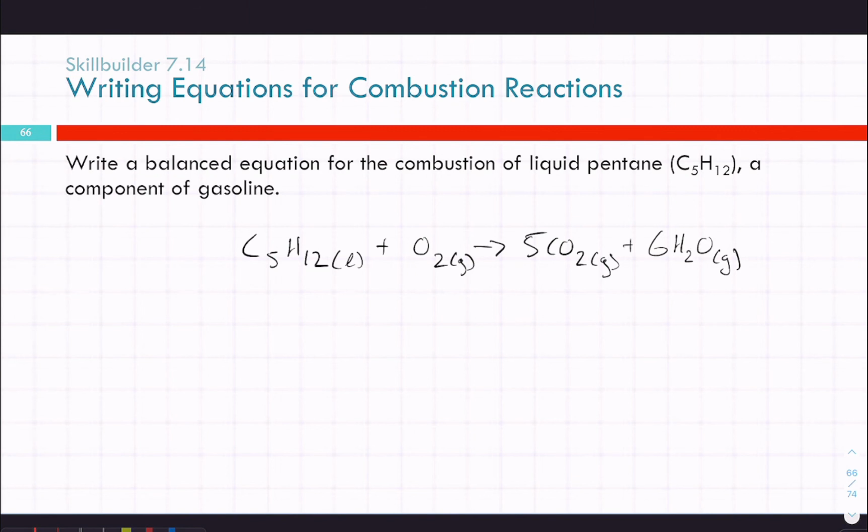So if we had balanced those at any point, we would have had to go back and rebalance it again. But in this case, we have 10 oxygens, and we have 6 oxygens. So we need 16 on the left. We can divide 16 by the 2 oxygens in O2, and our coefficient here should be 8. It takes a lot of oxygen to react with even a single pentane.